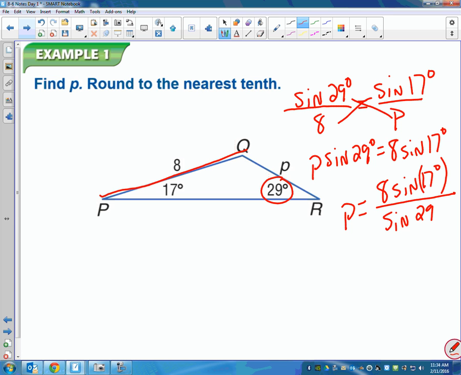So if you don't have a calculator, you're going to want to practice it and make sure you pick the right answer.